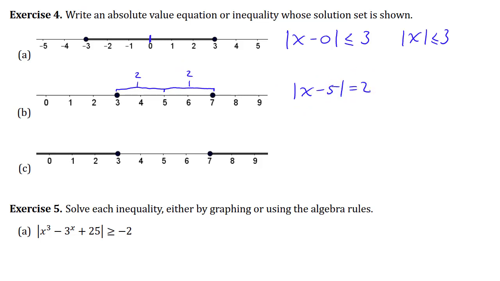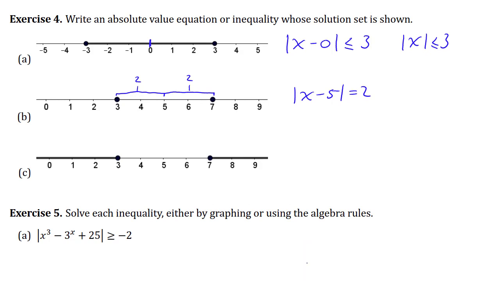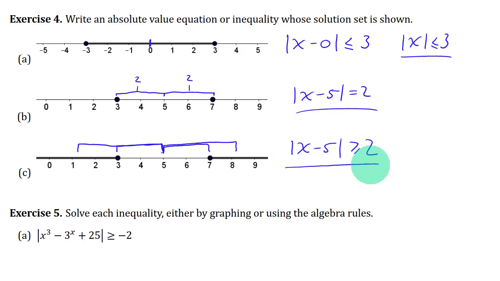All right, we're still talking about the distance from x to 5, but the distance from x to 5 could be 2, or it could be 3 or 4, or anything bigger than 2. Same thing in the other direction. You could go 2 away or more than 2 away. So I'm going to write this as the distance between x and 5 is greater than or equal to 2. All right, so that's that one.